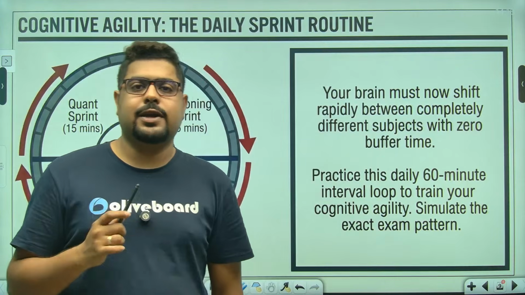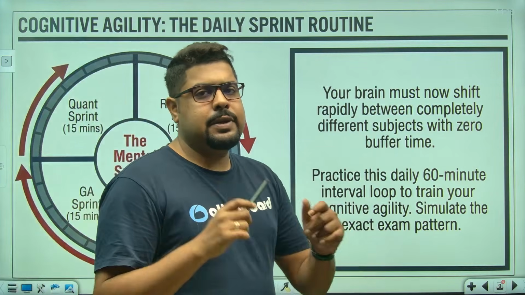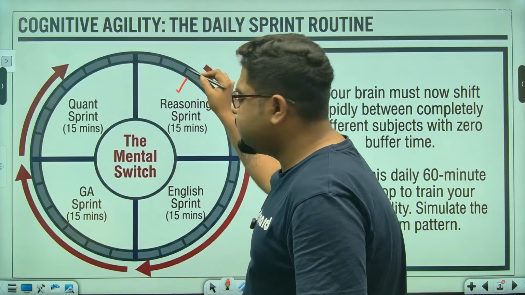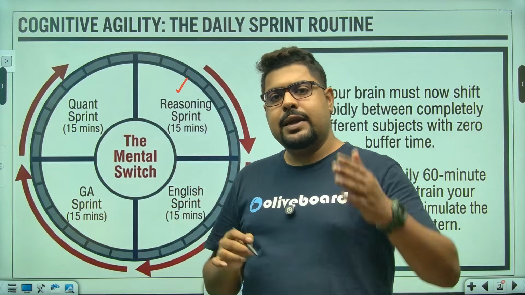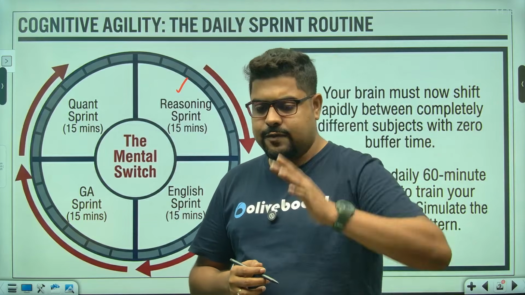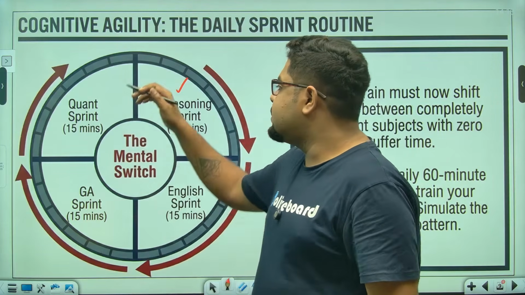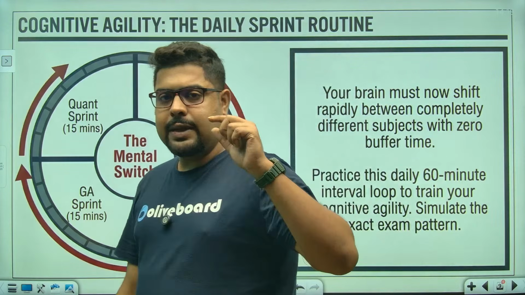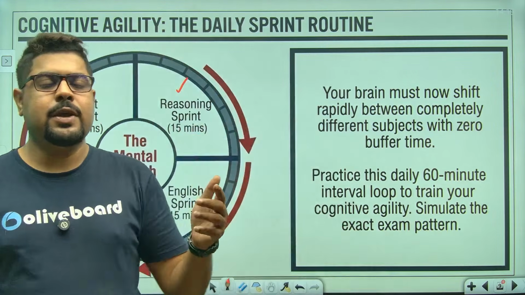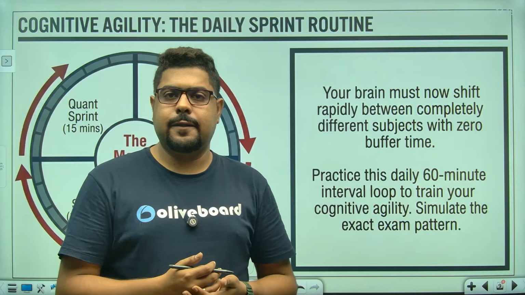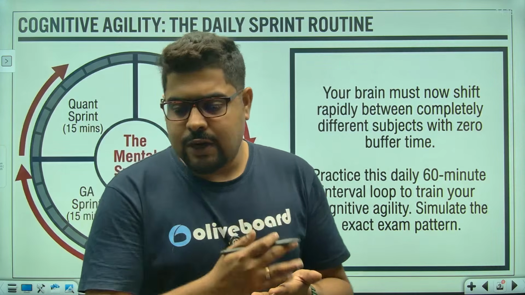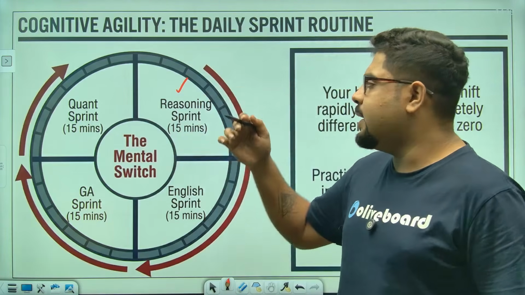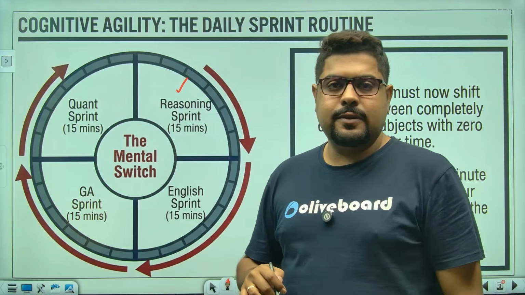Now, the very important thing this sectional timer also does, apart from speed, that most of us are ignoring, is this. One moment you are thinking about reasoning. Suddenly, you are in the middle of the last reasoning question, and the timer shifts to quant. You don't have the time to take 30 seconds and then start quant. You don't have that option anymore. Within a fraction of a second, you have to readjust your brain and go into quant mode.